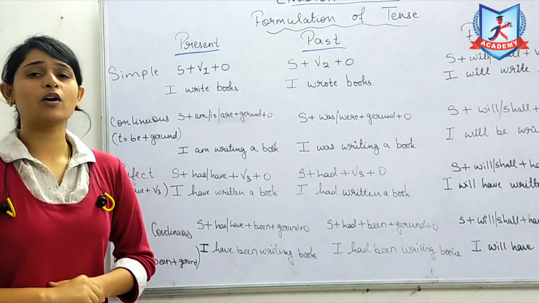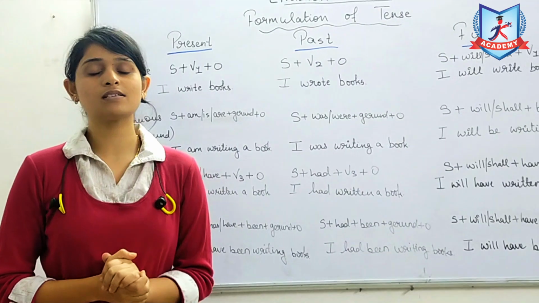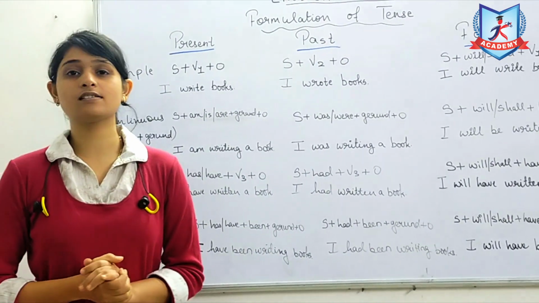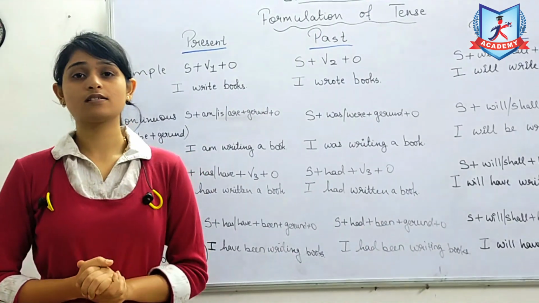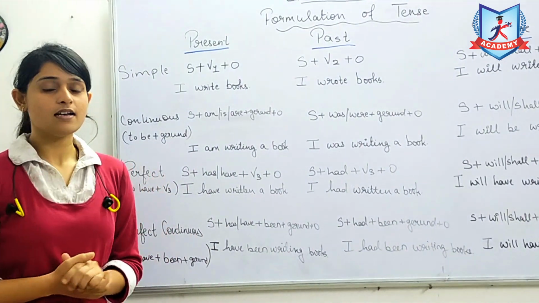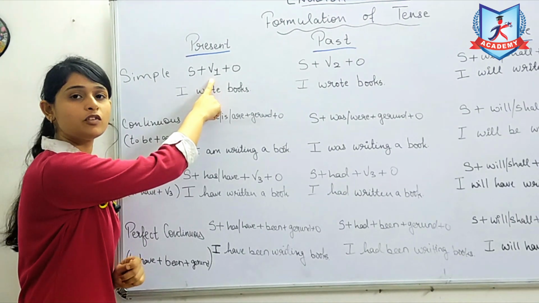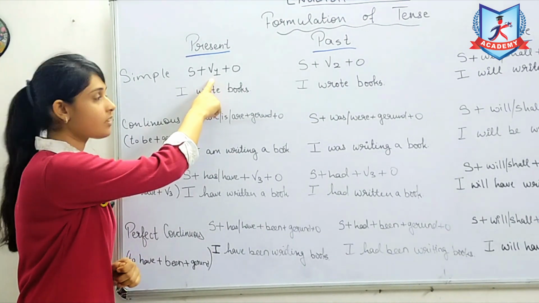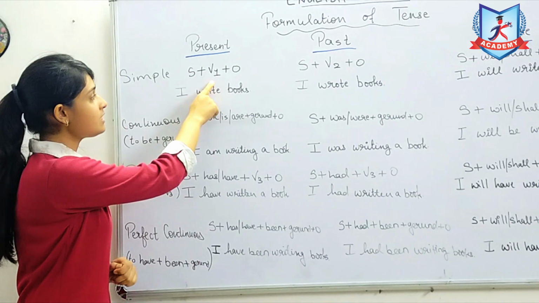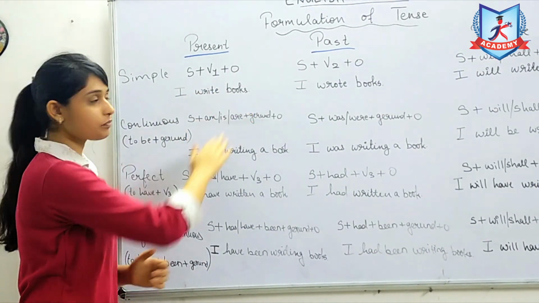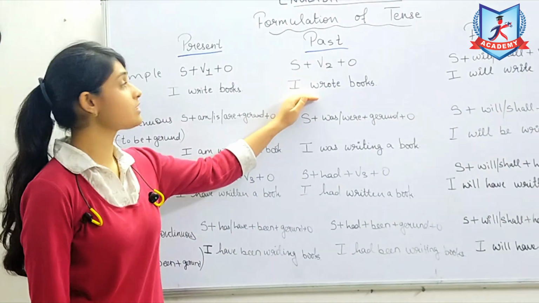Now we're going to learn how to form a sentence in each of those tense, and we're going to start with the simple tense. First, simple present tense. In simple present tense we always use the V1 form of the verb, that is the base form. Subject plus V1 form of the verb plus object. I write books. Now moving on to simple past tense.